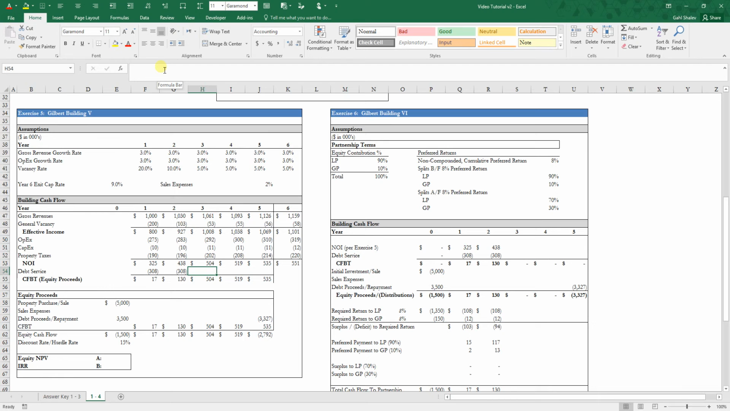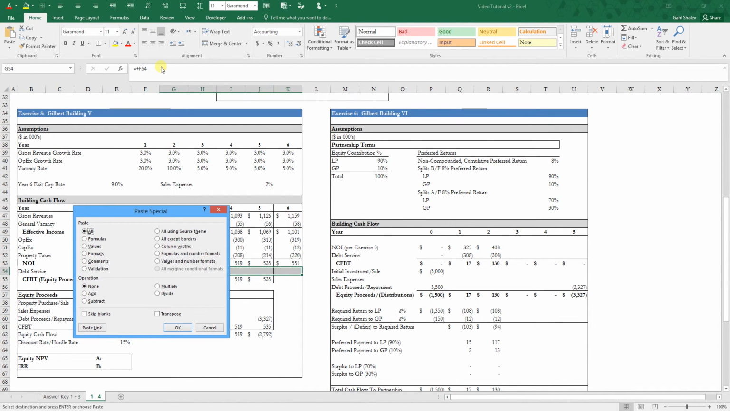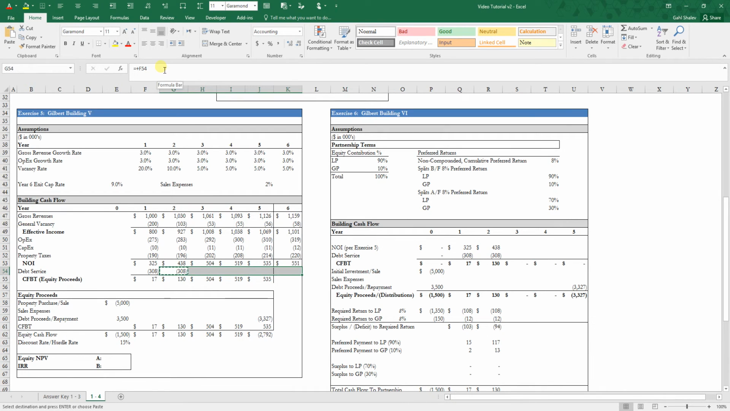Next is debt service, which remains constant, so we will just refer to the previous year and copy over the formula. Debt service, unlike NOI, does not extend beyond our sale because the assumption is that we will repay the debt upon sale.